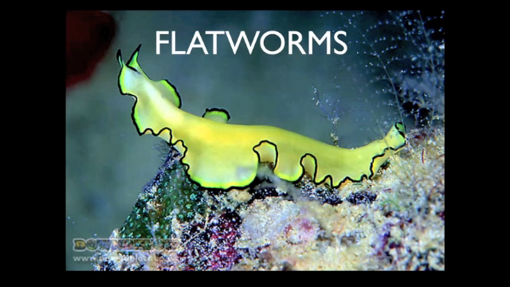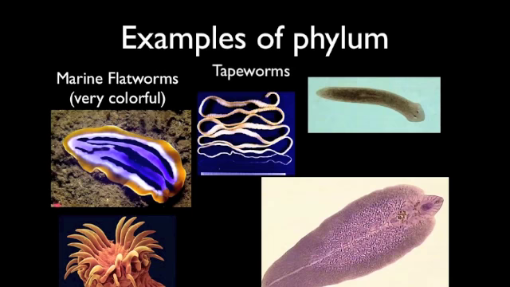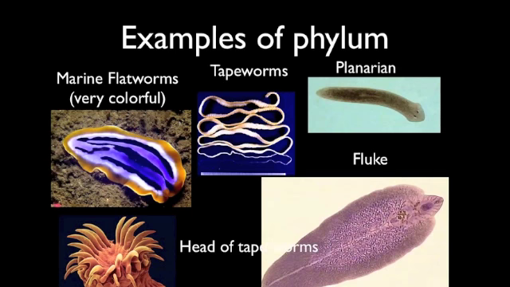They also have 3 germ layers: an ectoderm, an outer covering like the other groups have, an endoderm, a lining of the digestive spaces, and a mesoderm between the other 2. Examples of the phylum include marine flatworms, which are very colorful, tapeworms, planarians, flukes, and this picture over here is the head of the tapeworm.